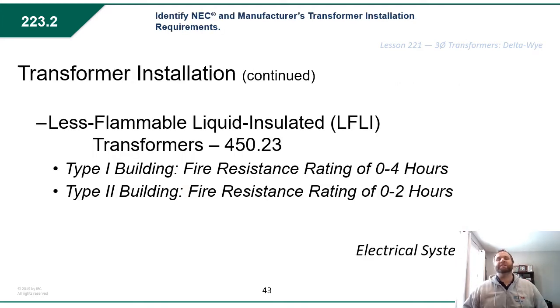For transformer installation, one thing you'll need to know is your type 1 versus type 2 buildings. A type 1 building has a fire resistance rating of 0 to 4 hours. A type 2 building only has a fire resistance rating of 0 to 2 hours. All that is based on the materials used in that building, whether they're combustible or less combustible.